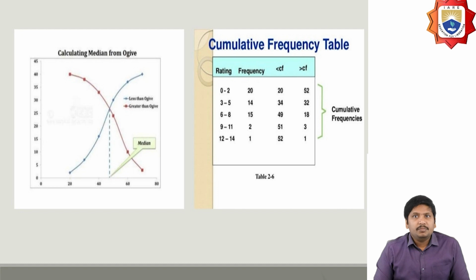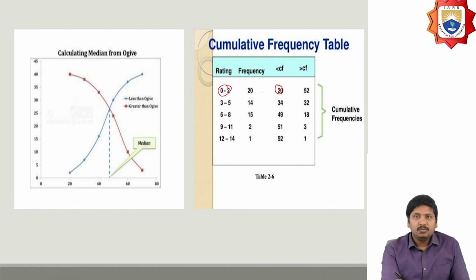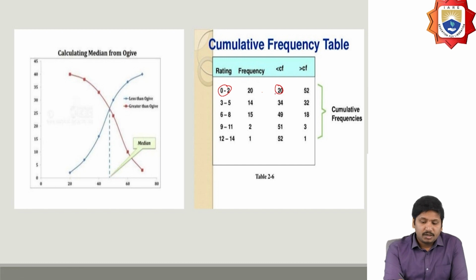So this should be the presentation of ogive. Here, next to the rating, these are the frequencies, and I'm writing the cumulative frequencies. So this is the initial value, right? Starting from this initial value, how do we construct it? We add up with the frequency.